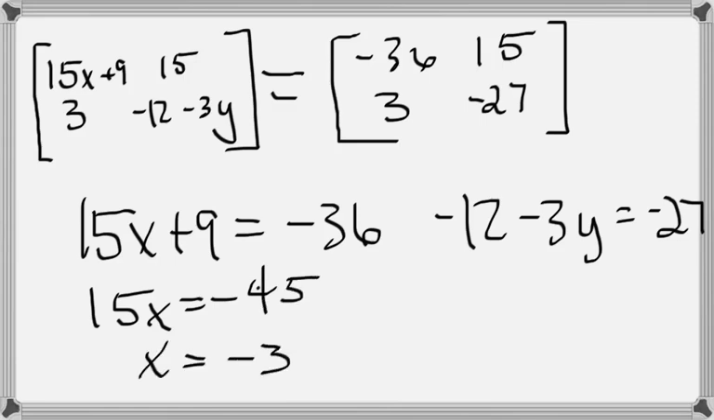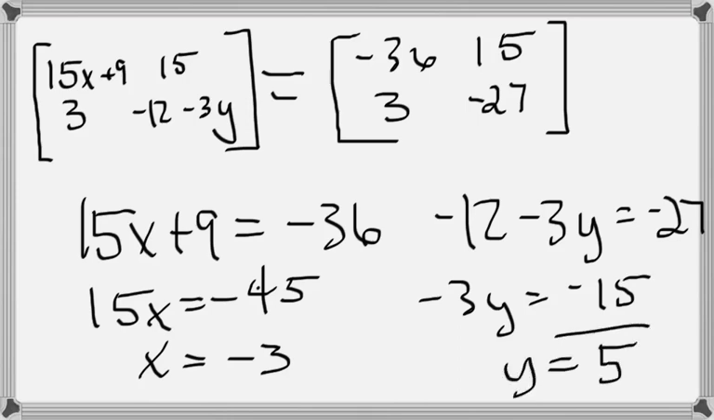Did you find that, Megan? Yeah, you find your negative sign? Yeah. And the 45. Cool. And so now we're going to add 12 to both sides. You're going to get negative 3y equals negative 15. And y would end up being positive 5.